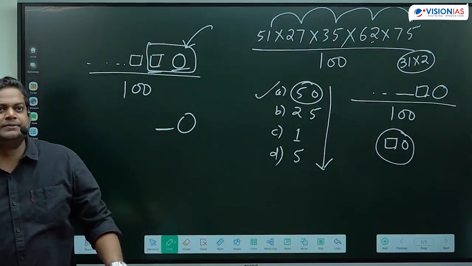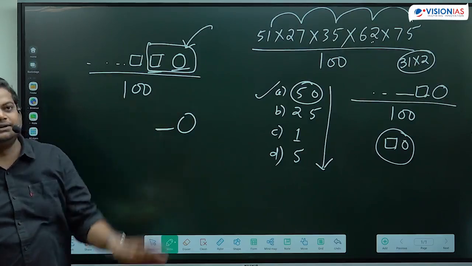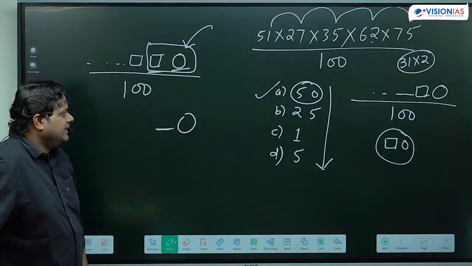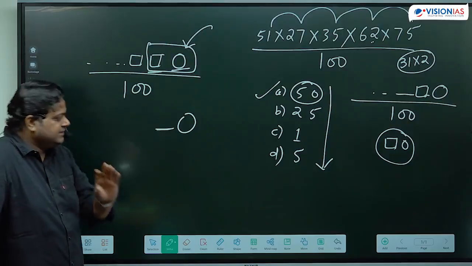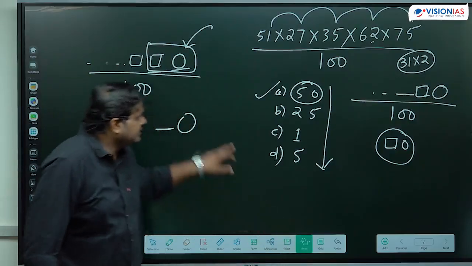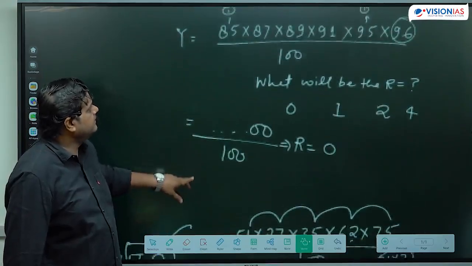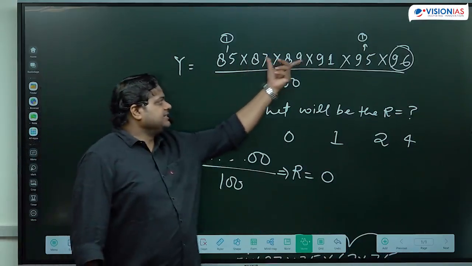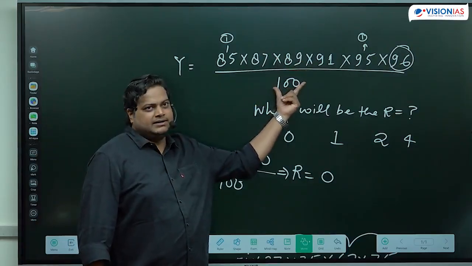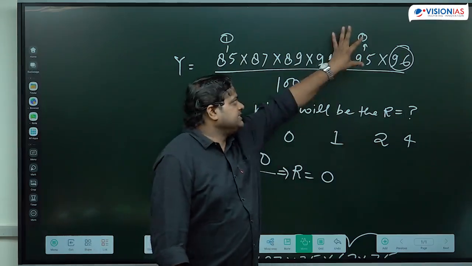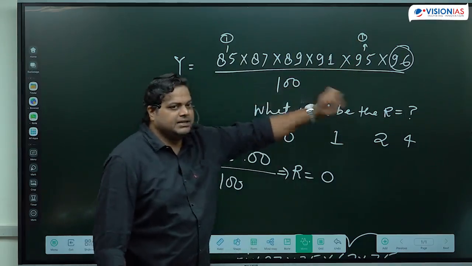Total 3 zeros? No, total 1 zero we are getting here. Right? Suppose in this question... okay, before this, what was the previous question? Same idea. In this, this number is getting divided by 100. We are asked what will be the remainder. If this number is divided by 100, what will be the remainder?